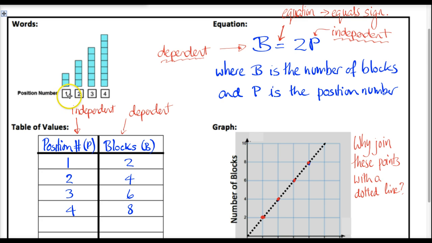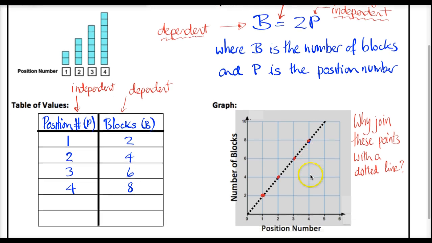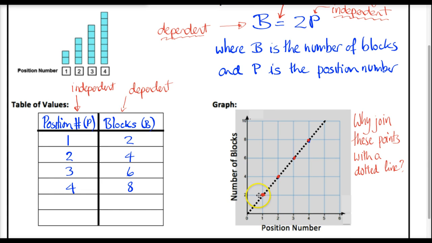The position number is the independent variable, so it goes in the first column of our table. The number of blocks is the dependent variable, so it goes in the second column, and here we've just put the number of blocks for each of the position numbers into the table. We can then graph that, and I've got the graph over here. These red dots are the coordinate pairs that go along with the table. Position number 1, 2 blocks, so that gives us this point right here.